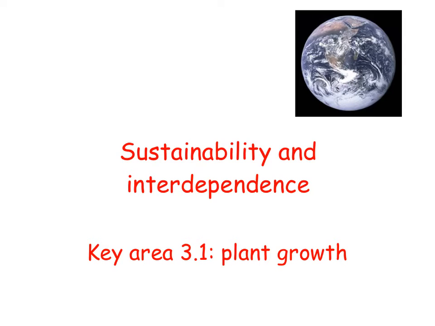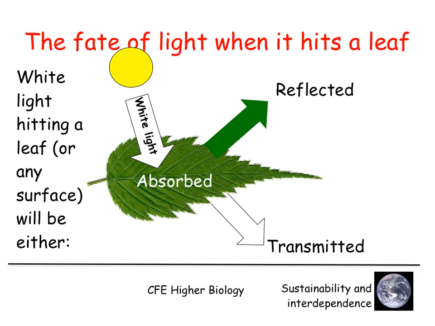So in our last video we were talking about food production, and obviously the key to that is plant growth and photosynthesis. So we're going to start to have a look at photosynthesis, and to do that the first thing that we need to do is have a look at light, because that is what photosynthesis is dependent on.